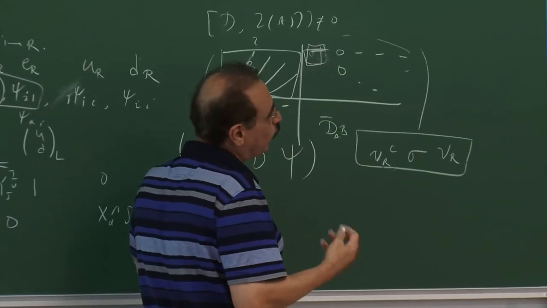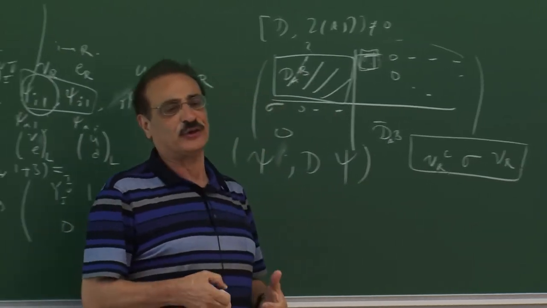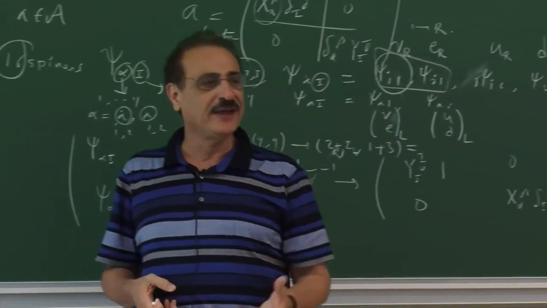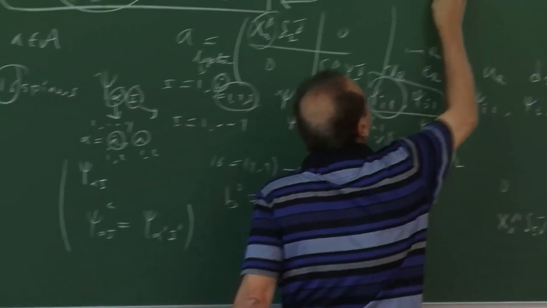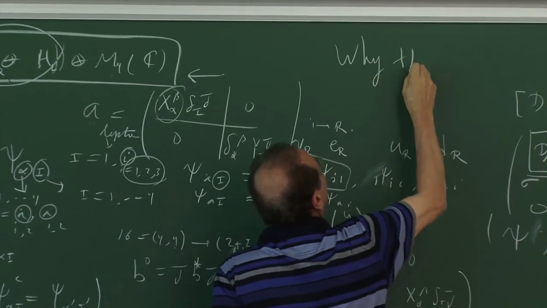You know, the whole idea is that things really are constrained. Because in a way, we have to explain why the standard model. This is actually why the standard model.